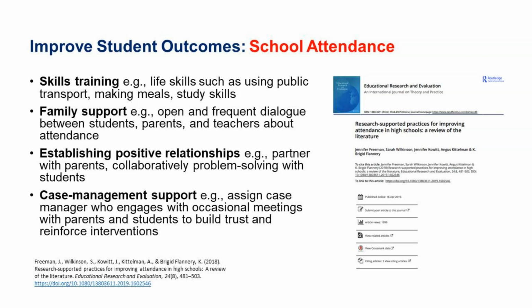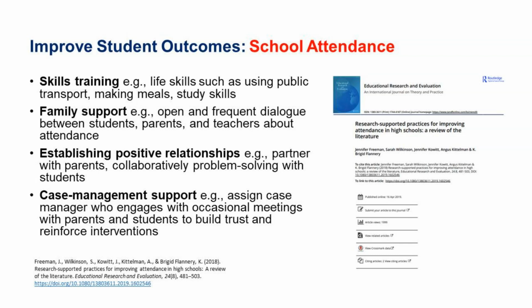Skills training, such as life skills and use of public transport, making meals and study skills. Family supports, such as open and frequent dialogue between students, parents and teachers about attendance. Establishing positive relationships, say with partners and parents, and collaboratively problem solving with the students to involve them and give them some agency over those positive relationships. And then the 4th one was the case management supporters at different schools.